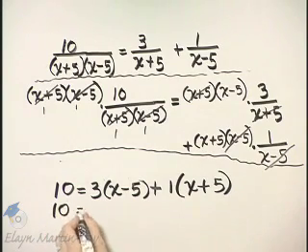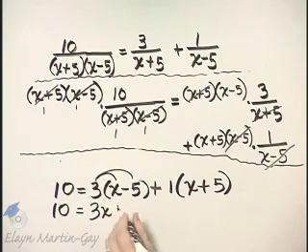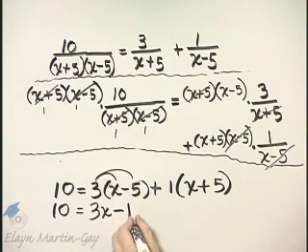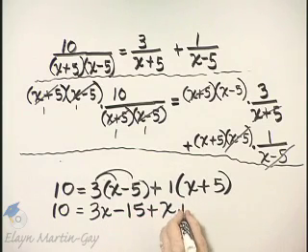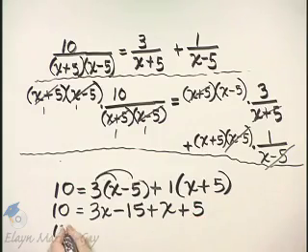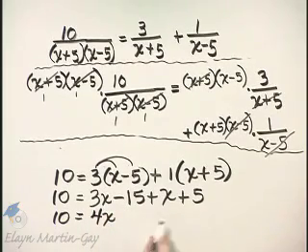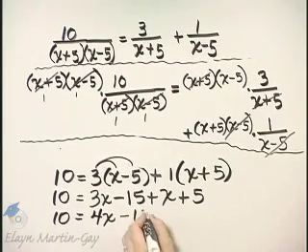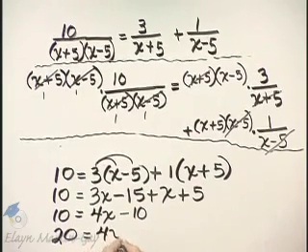Now, let's go ahead and use the distributive property. That's 3x minus 15, 3 times 5, plus 1 times x is x, and then plus 1 times 5 is 5. Let's see if we have any like terms. 3x plus x, that's 4x. Negative 15 plus 5, that's negative 10. Then we add 10 to both sides. 10 plus 10 is 20, is equal to 4x.